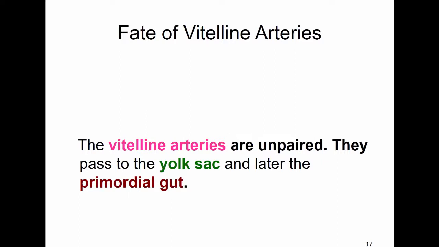I just talked about the intersegmental arteries, 30 or more. Now I'm talking about the ventral branches of the dorsal aorta. They are the vitelline arteries, and so on. Vitelline arteries are unpaired. They pass to the yolk sac and later the primordial gut.